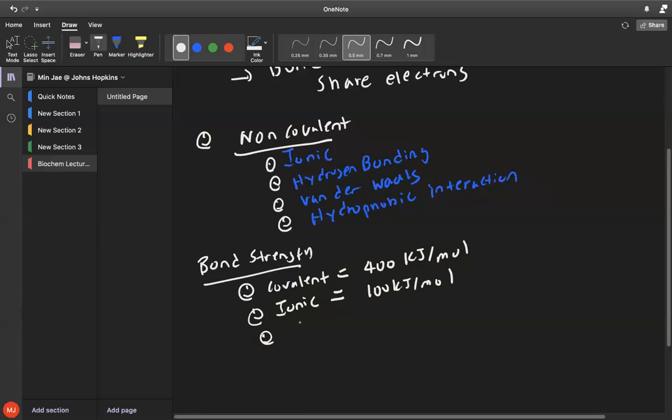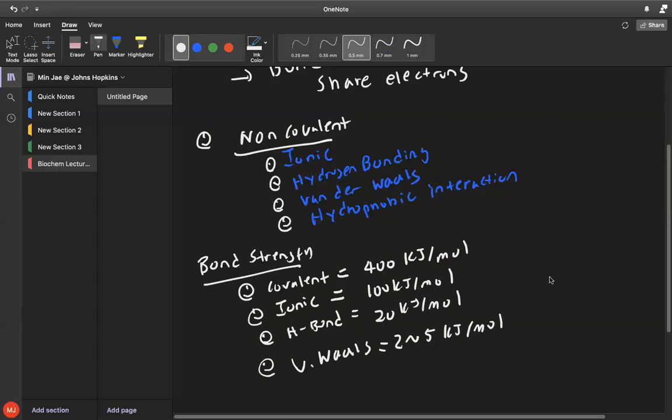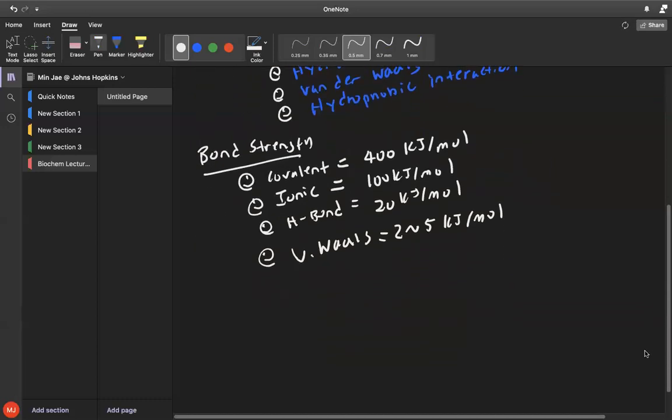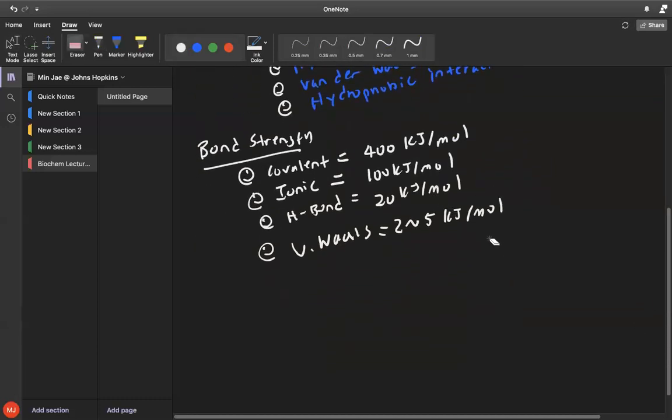And then the third one is the hydrogen bond. I'm just going to abbreviate it as H bond from this point. So 20 kilojoules per mole. And then we have the Van der Waals. This is generally pretty weak, only a single digit, around 2 to 5 kilojoules per mole. So as you can see, the covalent is the strongest above all types of interactions that may occur within the biomolecules, followed by the ionic bond, the hydrogen bond, and lastly, the Van der Waals. Now, let's start with covalent bond.